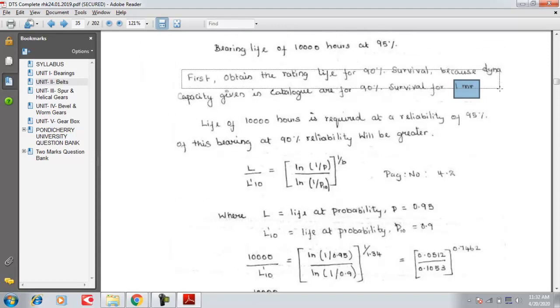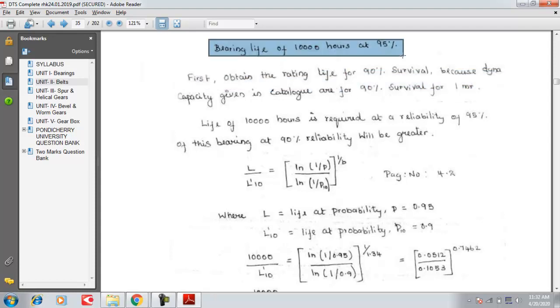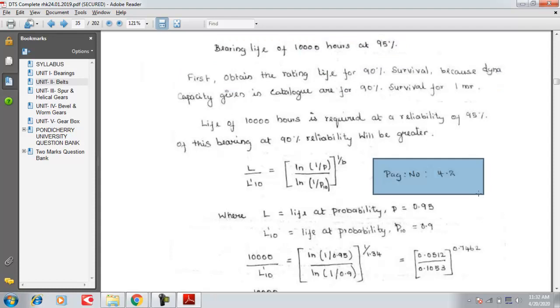Also, they have given a bearing life of 95%. For this, you have to refer page number 4.2. There is a formula for that condition when they give these two values, that is L10.